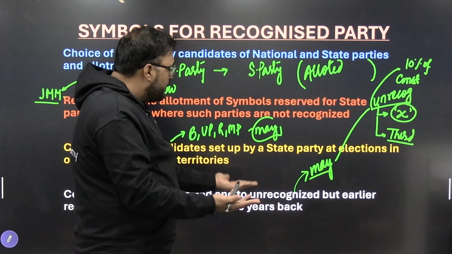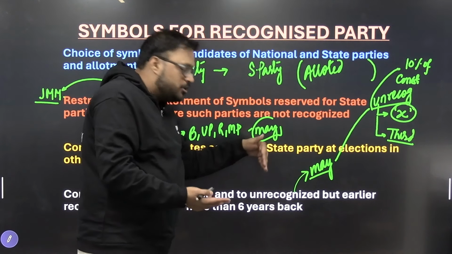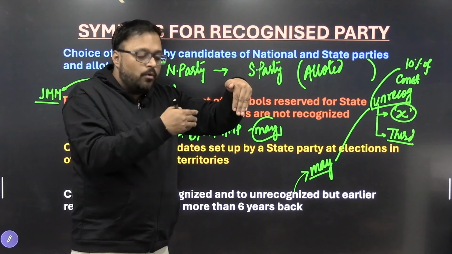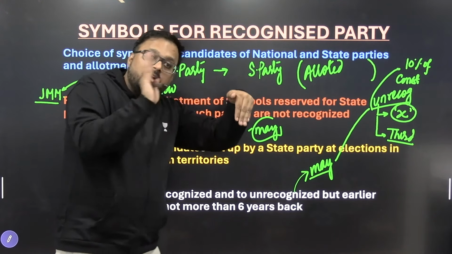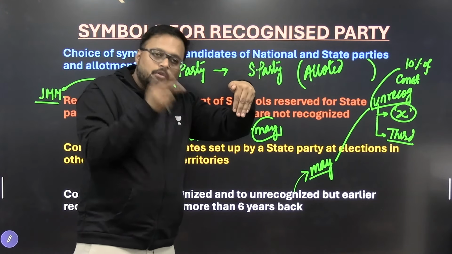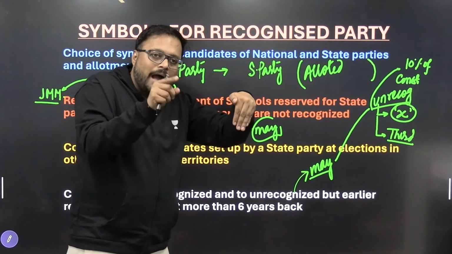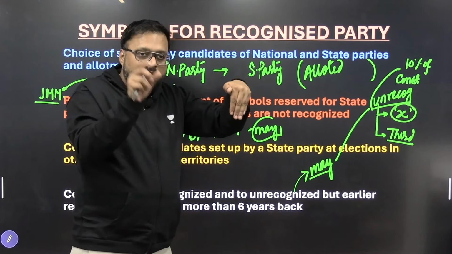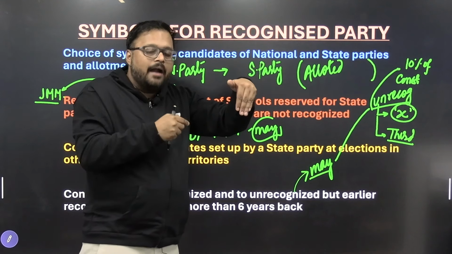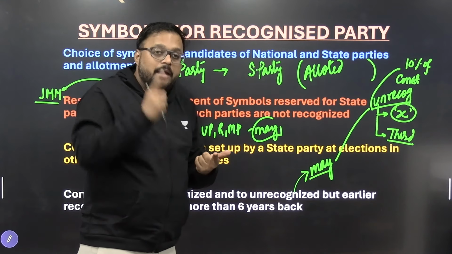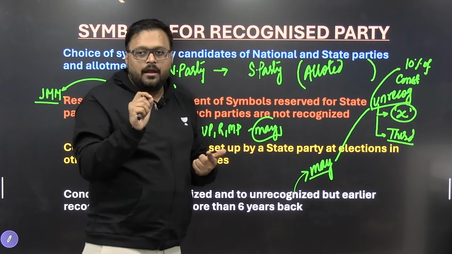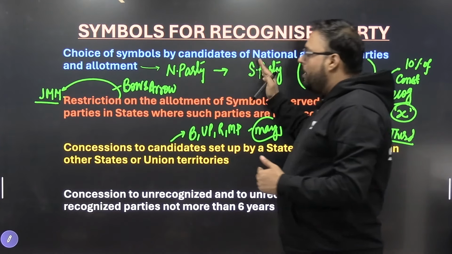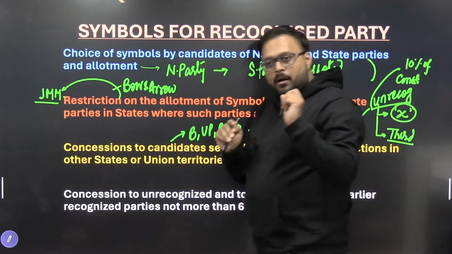And the same applies to a political party that was recognized 6 years back. Today it is unrecognized, but they were recognized 6 years back. So now, if they want the same symbol that they had, they may have it if the Election Commission allows. So this is the rule with respect to such formerly recognized political parties.